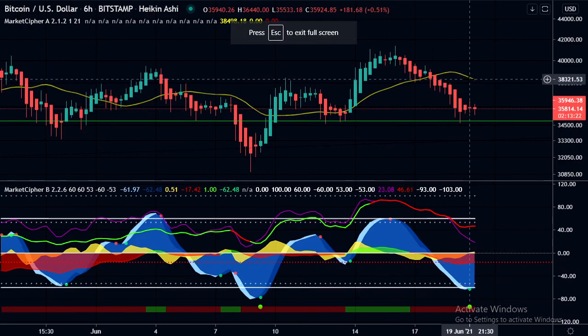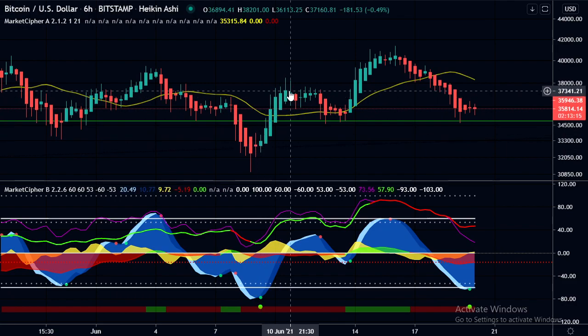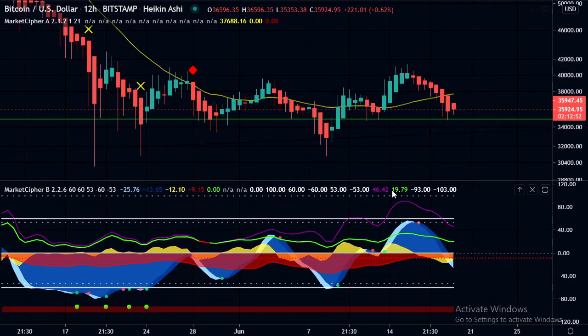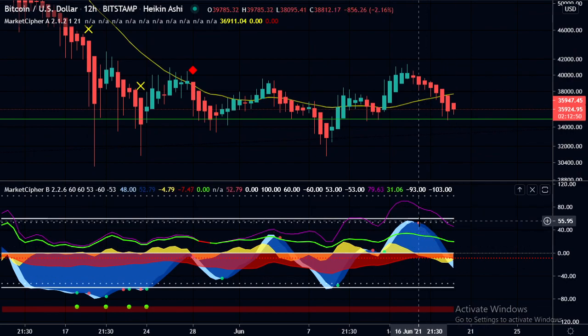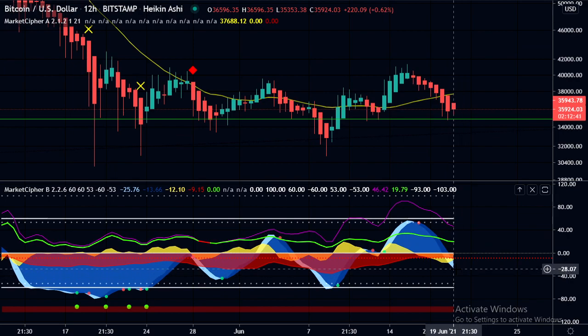The 6-hour also has a green dot, and that has been confirmed. And we can see we had one here before this run up. Also, the money flow is also in the red here on the 6-hour. The 12-hour has been coming down ever since we got this red dot, and it still looks like it will be a few more candles before we might see a green dot.